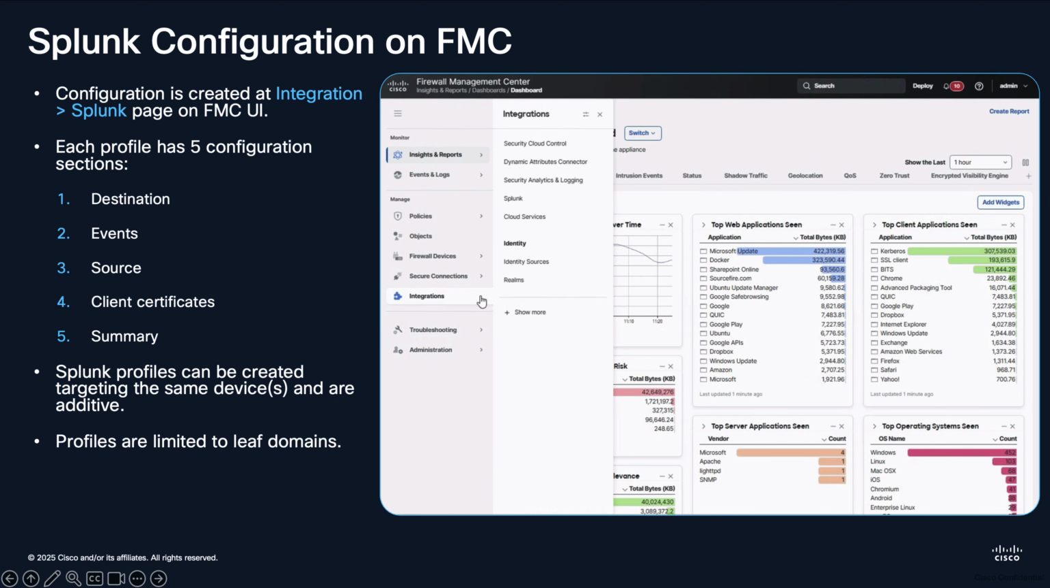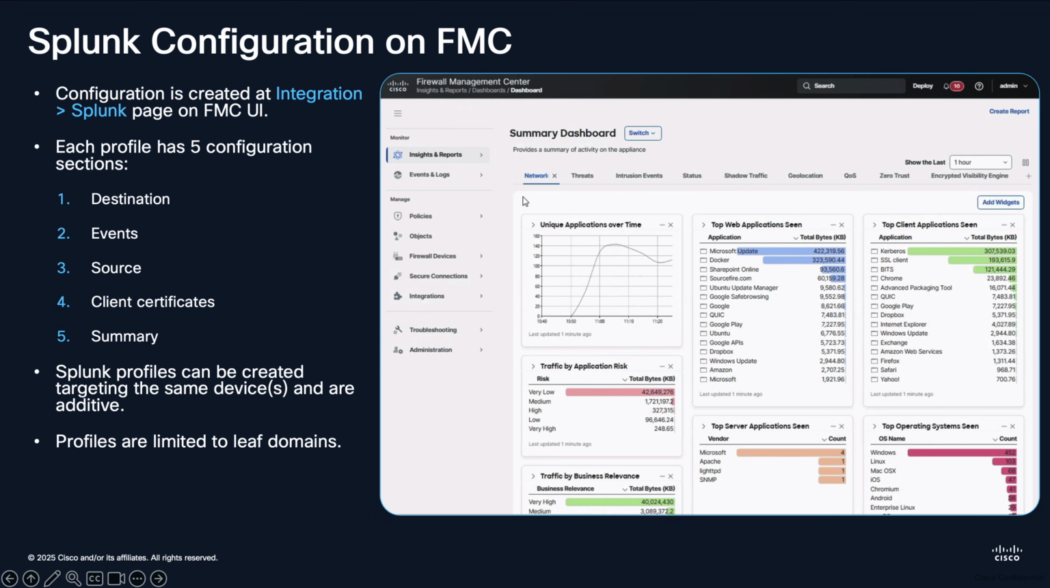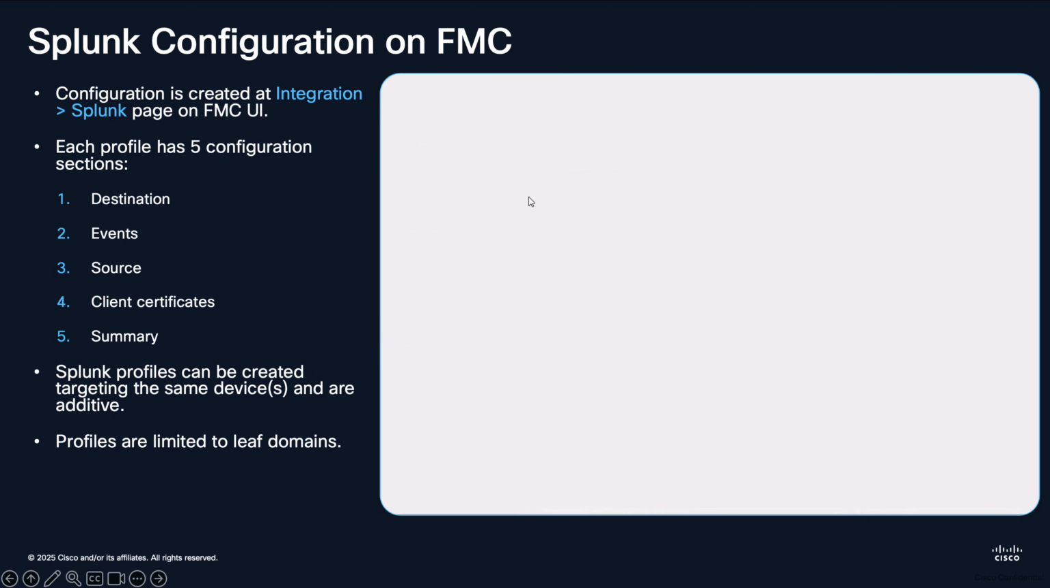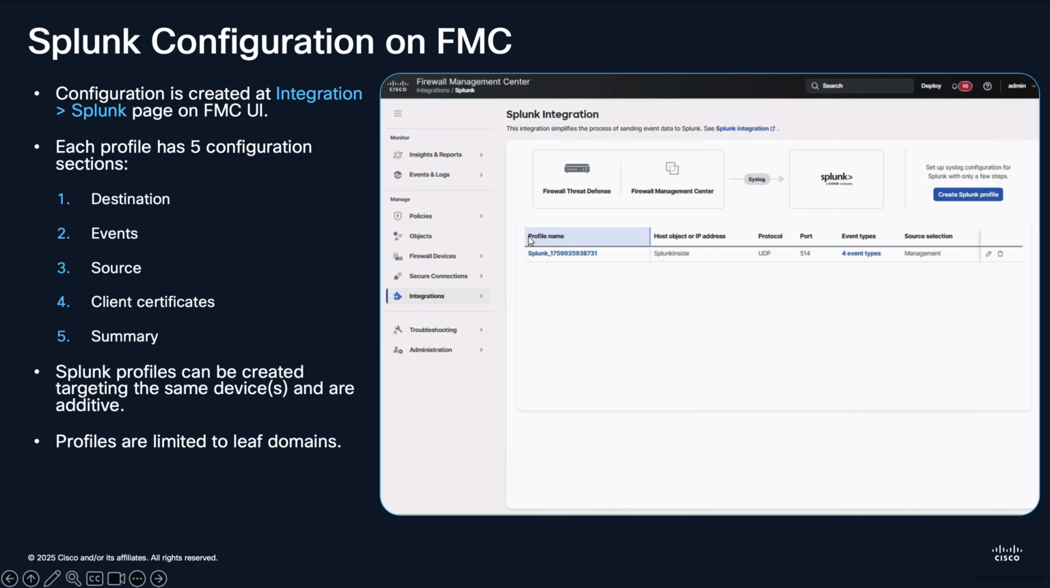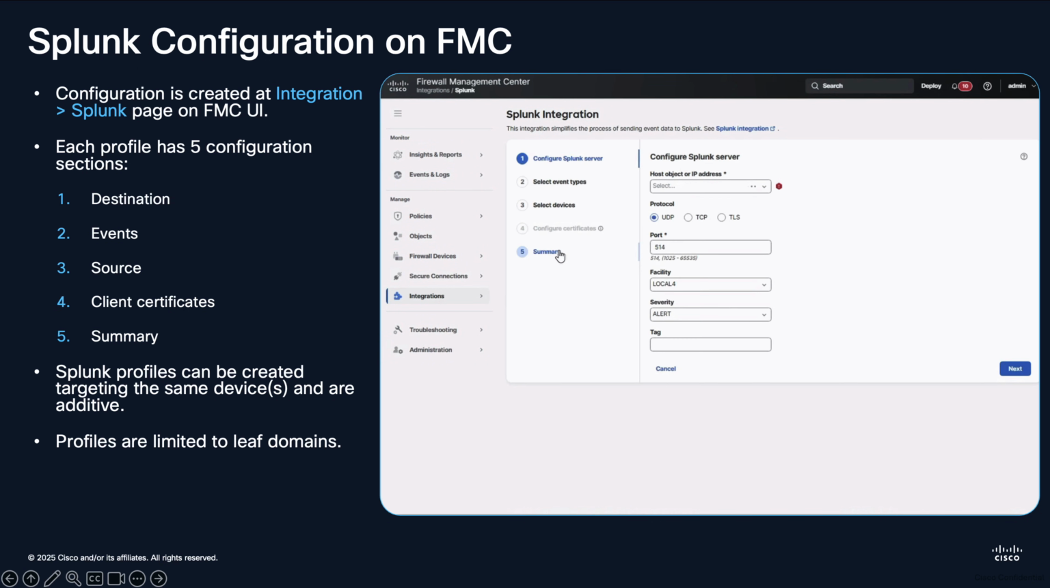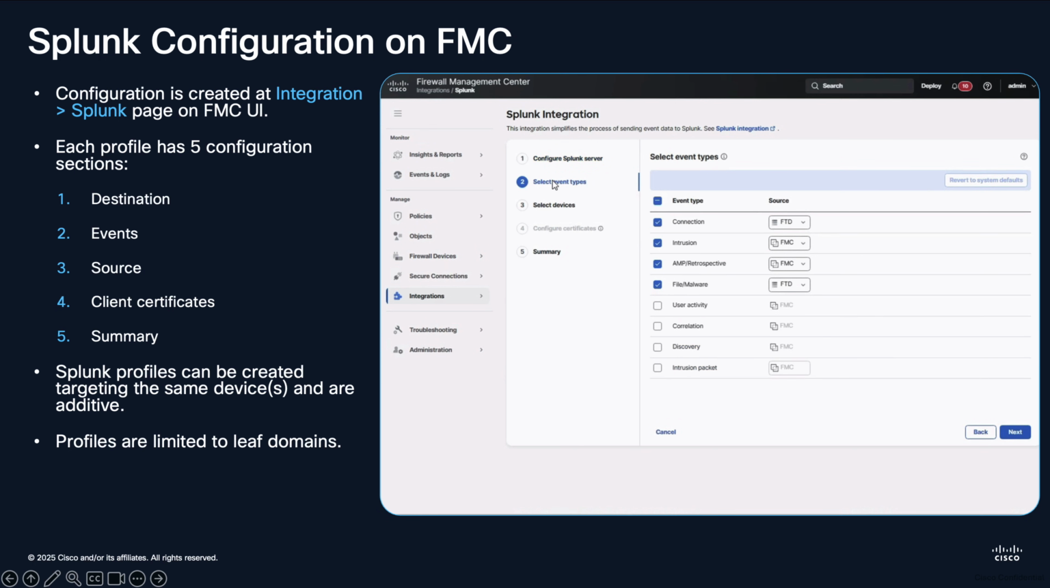Under the Integrations tab, there is a dedicated Splunk page where you would build these profiles. When you go through the configuration, you would see a list of profiles in the middle, and then when configuring, we can pick our server and choose our event types. So there are 5 steps you have to go through to build your profile.